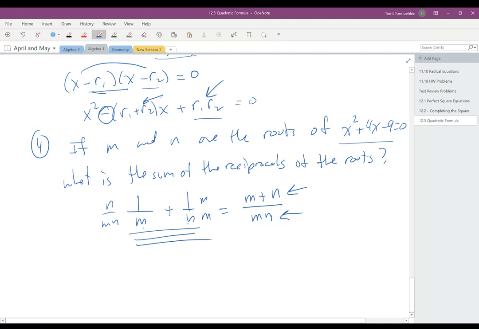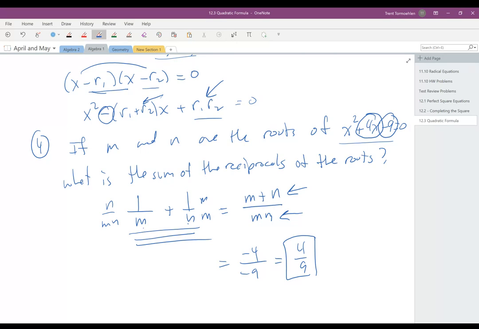Well, from Vieta's, we know that the sum of the two roots is the opposite of the b coefficient. And so the opposite of 4 is negative 4. And then we know that the product of the roots is the c coefficient, which is negative 9. And so the sum of the reciprocals of the roots m and n is 4/9. So it's a nice application of how to use Vieta's formula, which tells you very quickly what the sum and the product of the roots of a quadratic are.